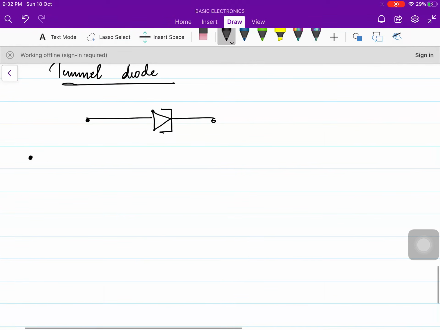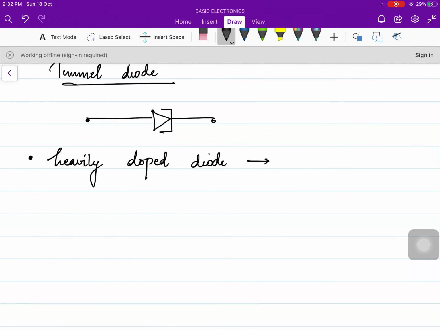This is the symbol of tunnel diode. So this is the tunnel diode, and the first feature of tunnel diode is that it is a very heavily doped diode. Heavy doping means it is doped approximately 100 to 1000 times more than a normal diode. So it is a very heavily doped diode, approximately 100 to 1000 times that of a normal diode.